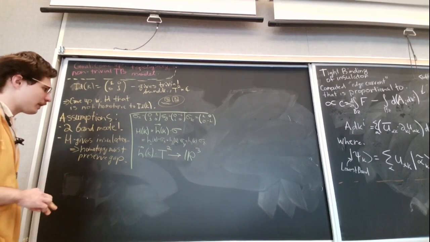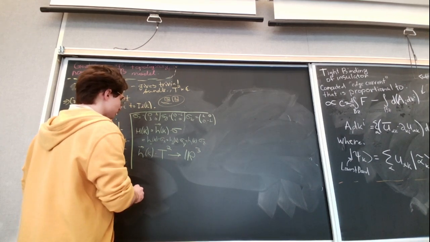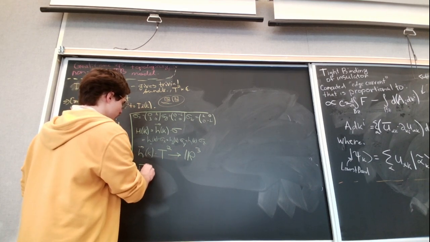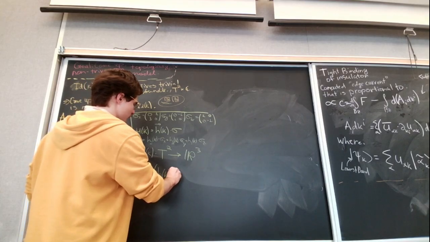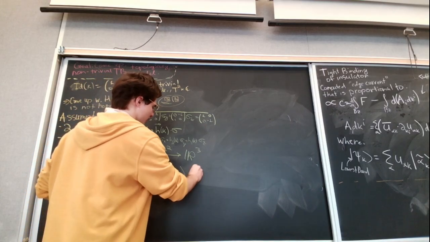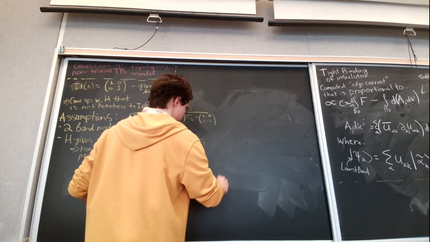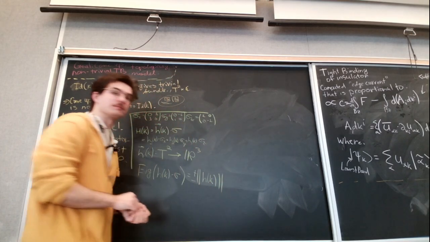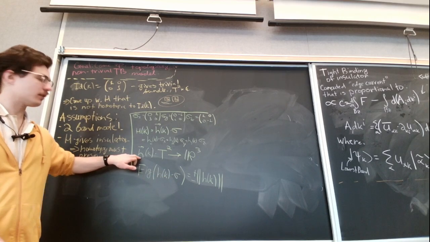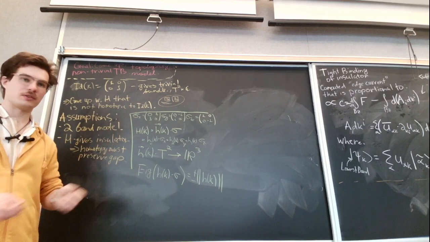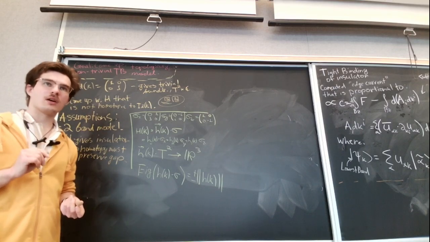So these are some useful facts. One useful fact is that the eigenvalues of h of k dot sigma are plus minus the norm of h of k. This is just, once again, something you can compute. So h of k is now this vector in real space. Okay, do you agree?